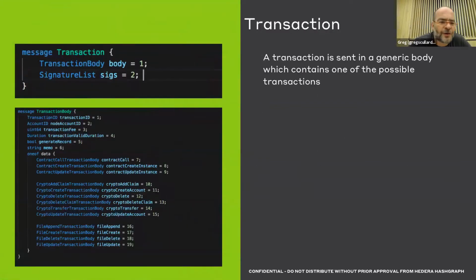So let's look at a transaction in protocol buffers. As you see here, the message definition is that of a transaction body and signatures. The transaction body itself is a transaction ID, an account ID, the transaction fee, duration, the string memo, and then the different types of transactions. They're not all there. Those slides were written some time back. There are a few additional transactions now. The type of transaction is, as a one-off, what can be submitted into that transaction body.